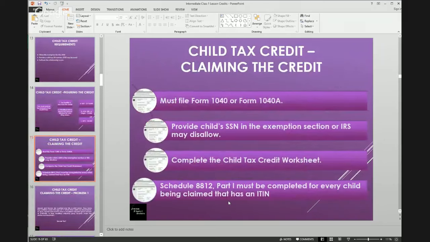The child tax credit and how to claim the credit. You would need to file a 1040 or a 1040A, 1040EZ. You cannot have a dependent on a 1040EZ. You need to provide the child's Social Security number in the exemptions section, or the IRS may disallow it. So if you do not have a valid Social Security number or ITIN and provide it appropriately, the IRS may disallow this credit. You also need to complete the child tax credit worksheet, and Schedule 8812 would be completed for every child that you are claiming that has an ITIN.